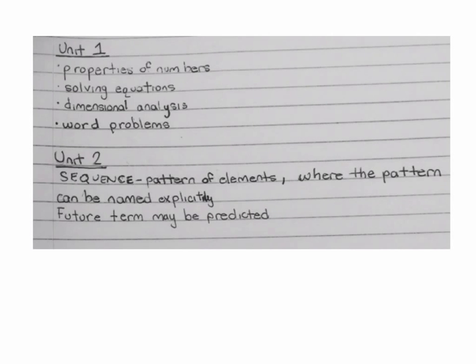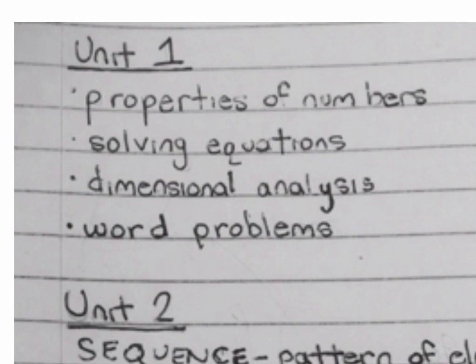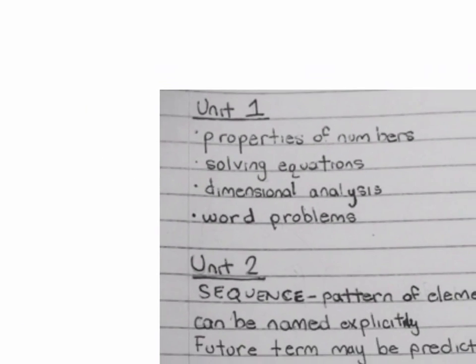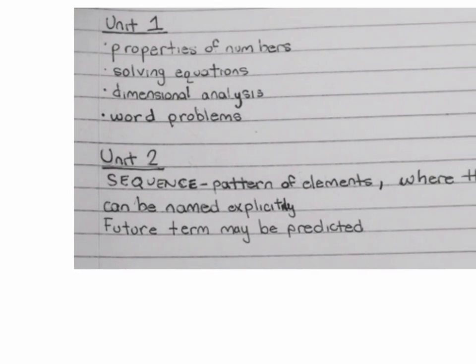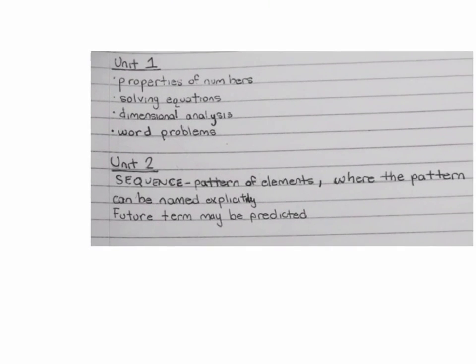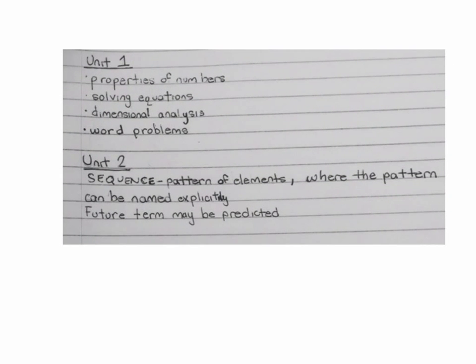We just wrapped up Unit 1, where we discussed lots of pretty cool things, among them the property of numbers, solving equations, dimensional analysis, and word problems. Today we're starting Unit 2, specifically sequences. So what are those? That's when we find a pattern of elements where the pattern can be named explicitly.